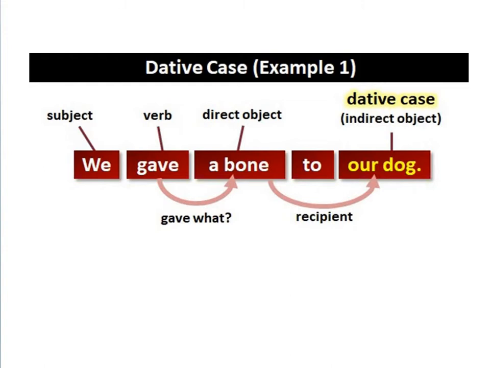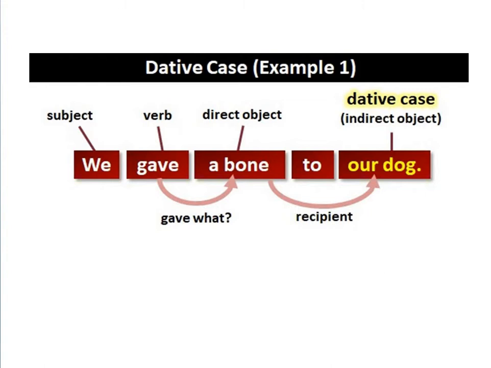Gave is a verb. A bone is the direct object, or we can say the accusative case, to our dog. So our dog is the indirect object, the indirect recipient of the direct object, that is termed as the dative case. A bone, we gave what? That is the direct object. We gave what? A bone. A bone is given to whom? Who is the receiver of the bone? That is the dog. So the dog is the indirect object, the recipient of the direct object.